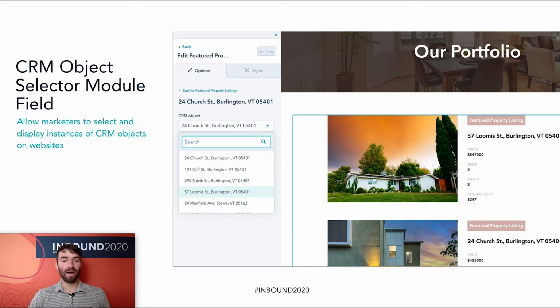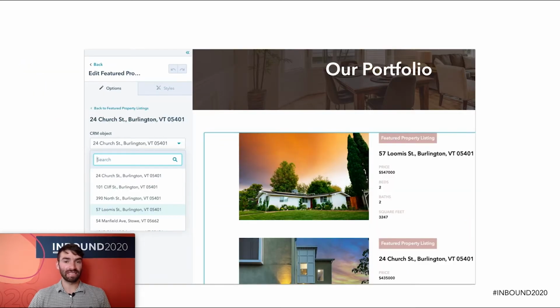The new CRM Object Selector module field allows developers to add module fields that enable marketers to select instances of a particular object type for display on their website. In our real estate example, this might manifest itself as a featured property listings module. The developer simply selects the fact that the marketer should select instances of the property listings object type and sets up the module code to display the data from the module field's value.